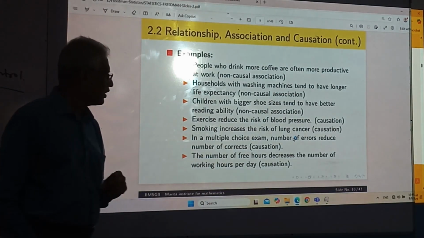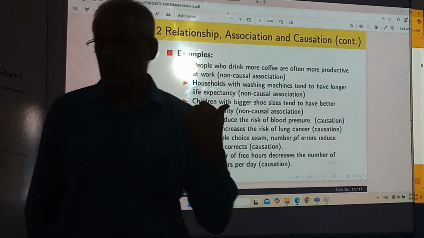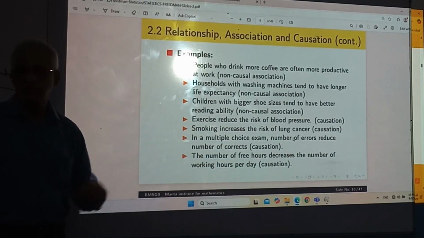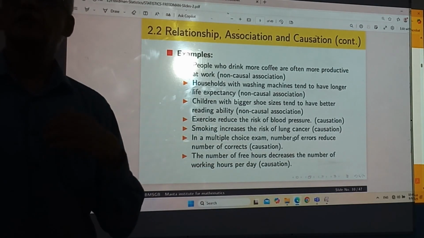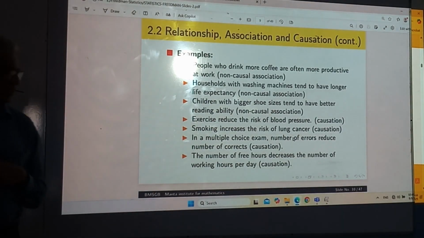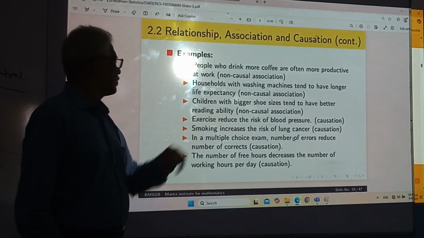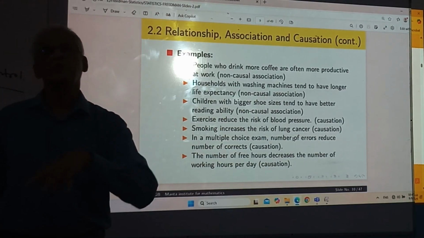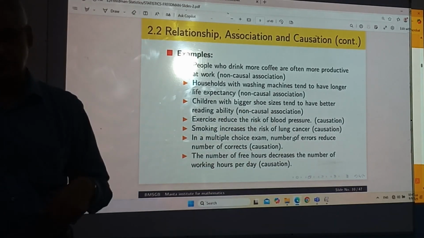And similarly, smoking increases the risk of lung cancer. Now, in this one, actually, we cannot do a controlled experiment, right? In the smoking case, we cannot do a controlled experiment. Even so, with observational studies, people have now decided that smoking increases the risk of lung cancer. Right? We'll talk about how to decide the causation using observational studies a little later.